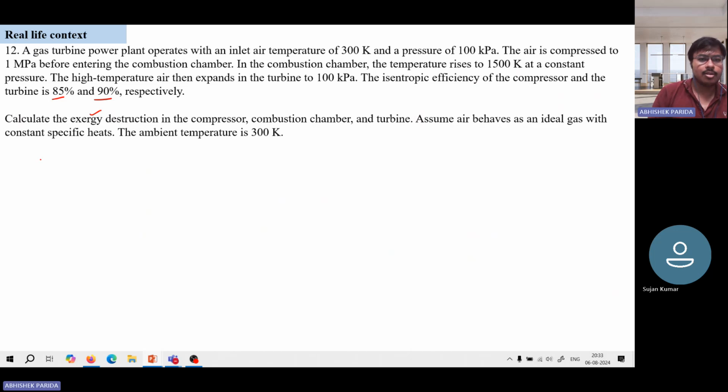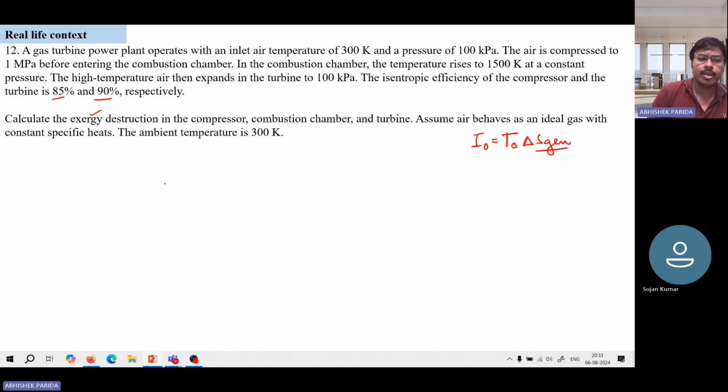Did you understand the question? Now, this is just like a power plant, and there you have to find out how much irreversibility there is. You are finding out exergy destruction, which is T naught into delta S gen of that component. That is what they will ask you. T naught is there. The only thing is delta S gen you have to calculate.